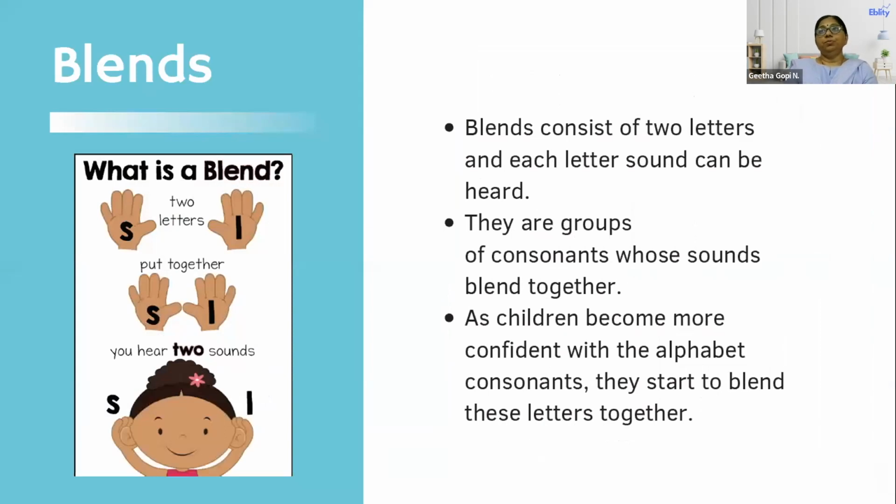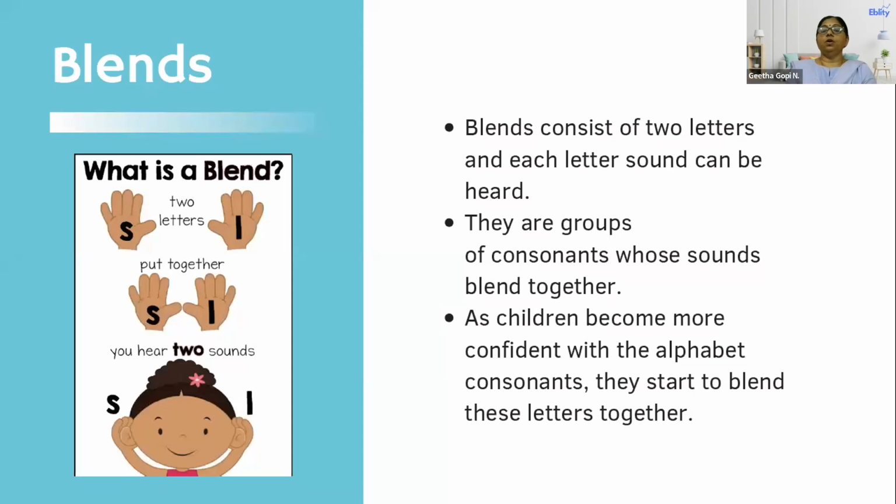And then we come to blends. Blends are usually when two consonants are put together and you can hear both the sounds. For example, in this picture, they've shown you S, which makes its sound, L, which makes its sound, and you put it together, it becomes SL. So slant, for example. Similarly, frog: fr, that's a blend. So blends consist of two letters and each letter sound can be heard.